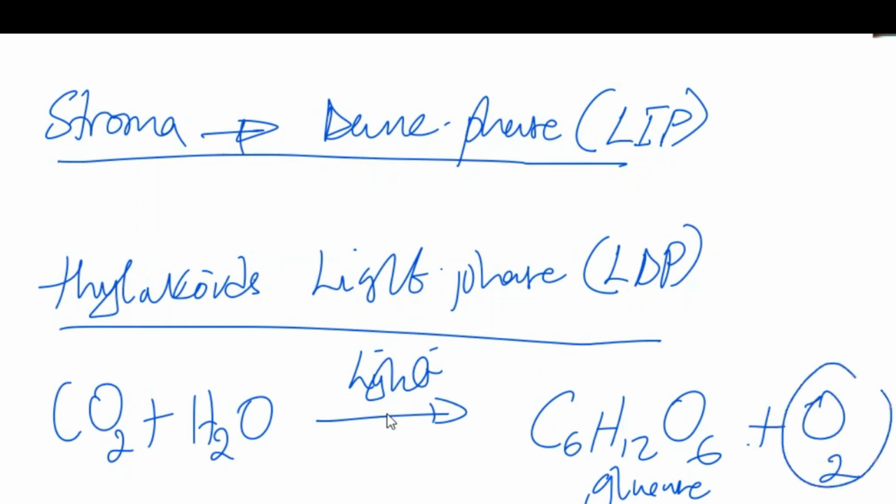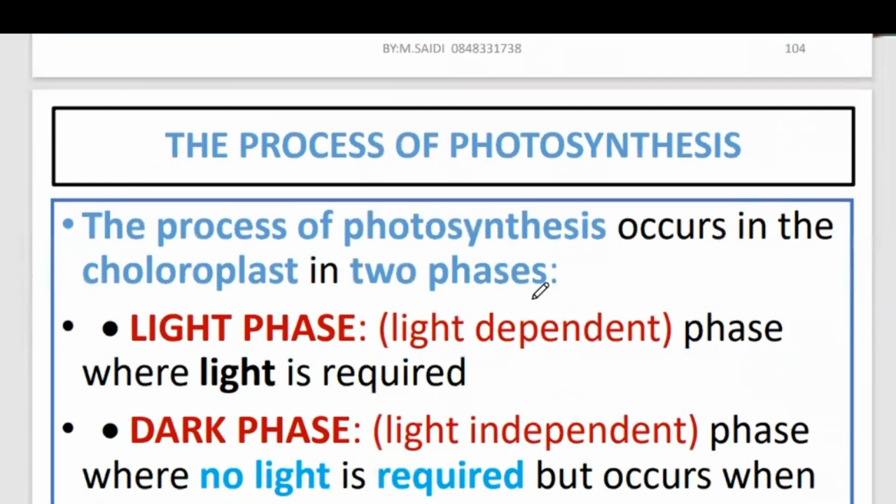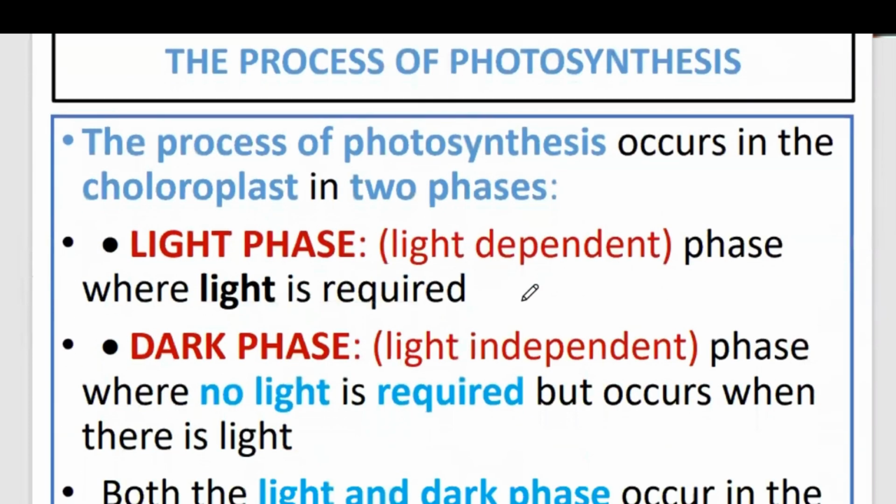Plants don't want this oxygen, so the oxygen is released into the atmosphere. The glucose is stored in the form of starch, and then they can use it. So when you eat the plant, you're eating this starch, and then you're able to get the energy. So that's actually what is happening in photosynthesis.